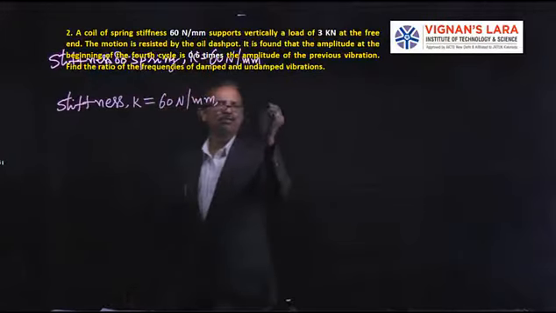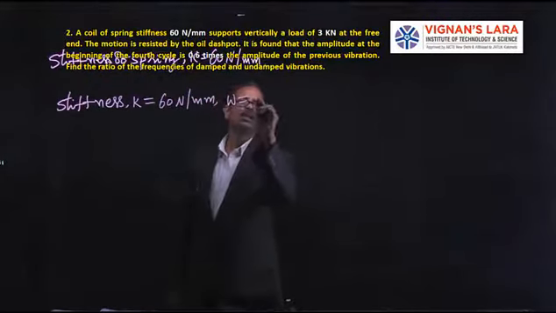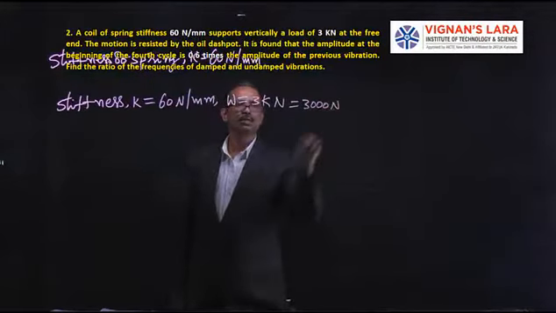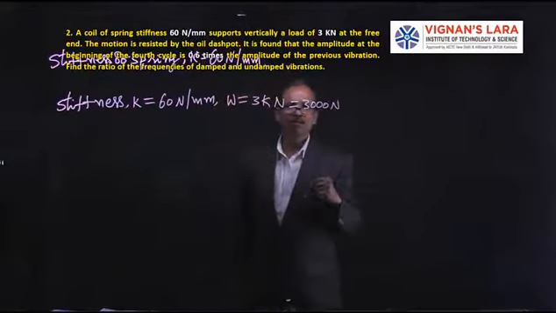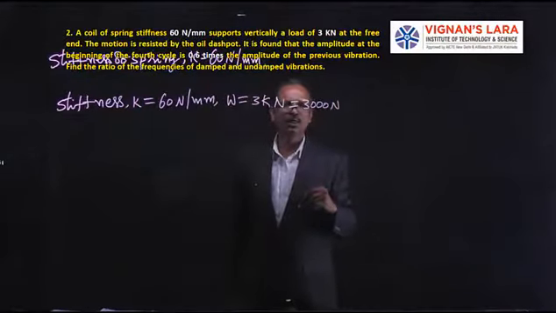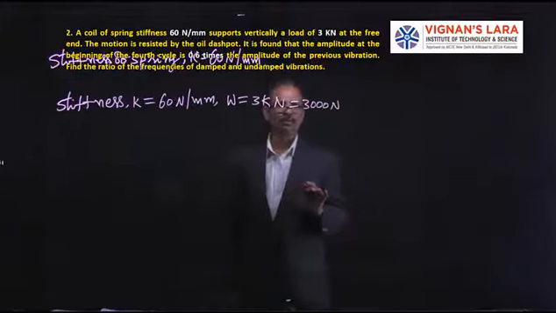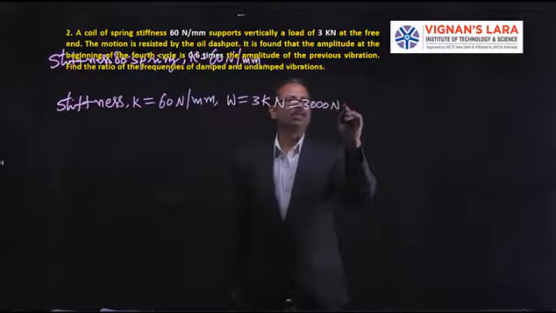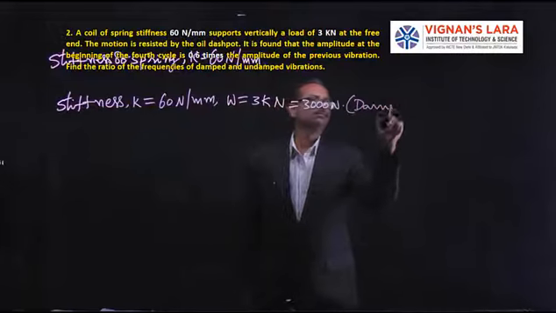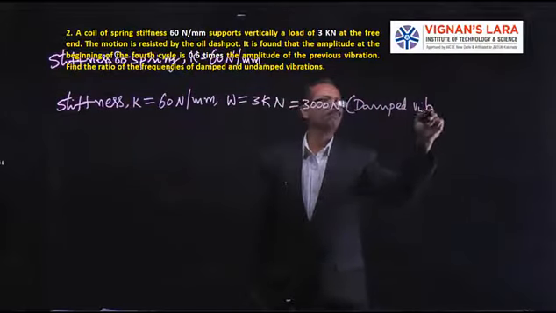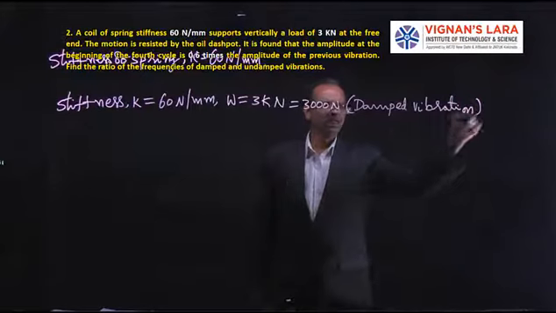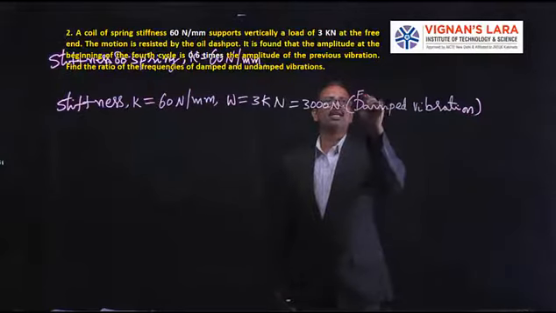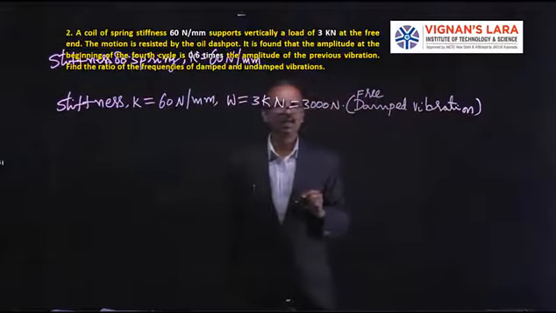and a load of 3 kilonewtons, that is 3000 newtons, suspended at the free end. The motion is resisted by the dash pot. Okay, so it is a damped vibration, and there is no external force component given, so it is a free damped vibration.